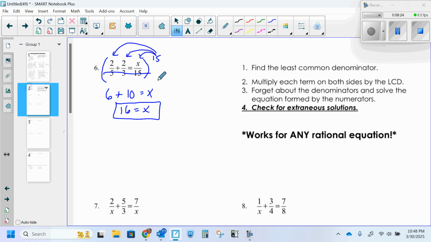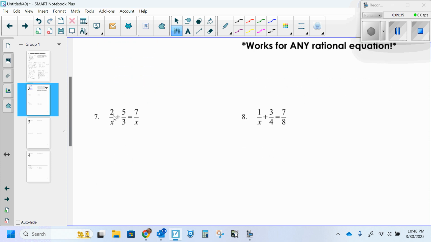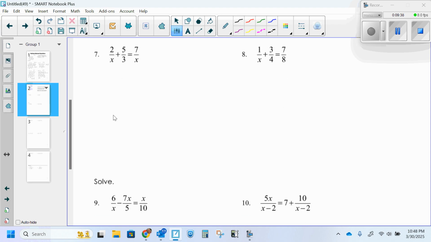But you could put this together and cross multiply, but they're going to get a lot harder, and you're not going to want to do that. You definitely want to have the least common denominator. All right, let's try one that has some variables in the denominator.